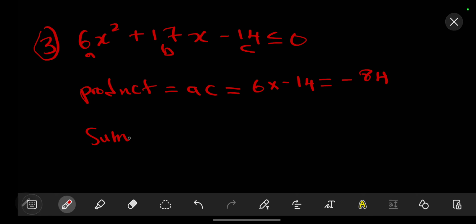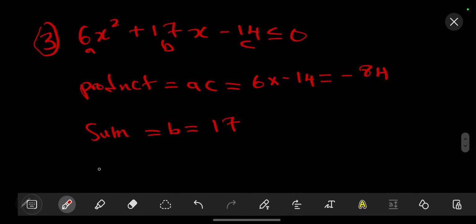Then we have our sum. Our sum is equal to b, in this case, which should be equal to 17, like that. If the sum is positive 17, our factors will be two values which, when we multiply them, should give us negative 84. When we add them, they should give us 17.